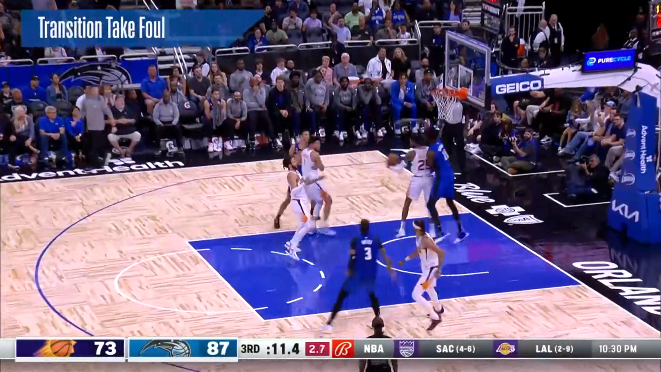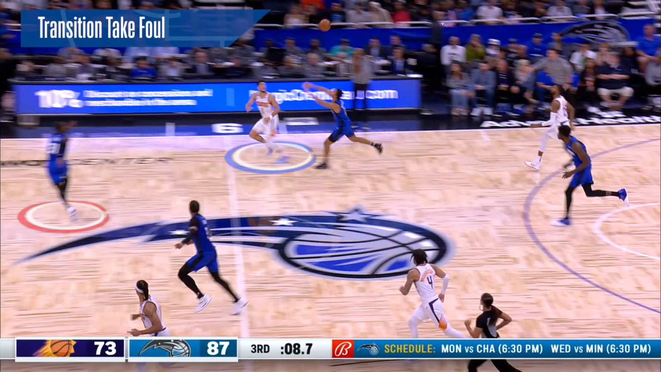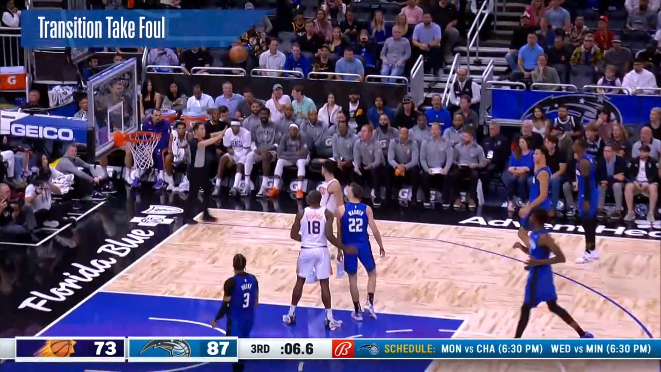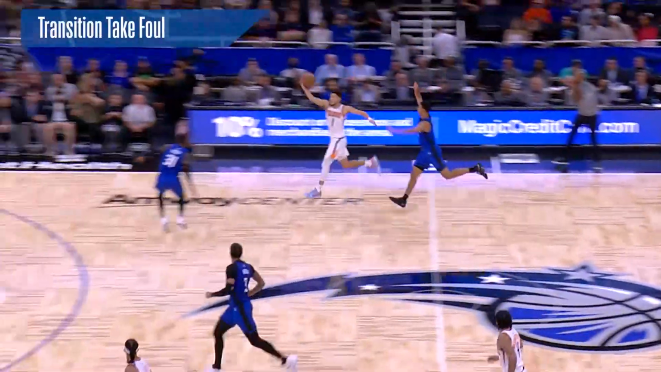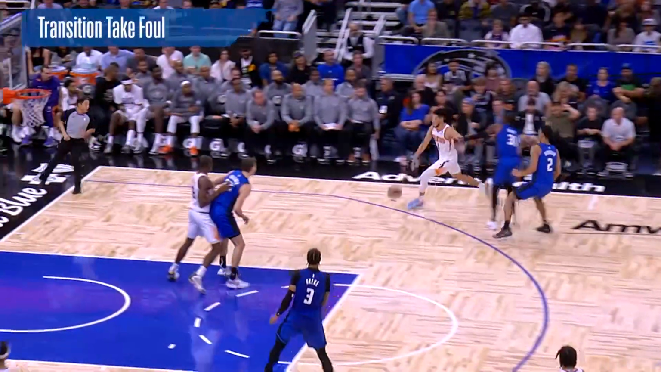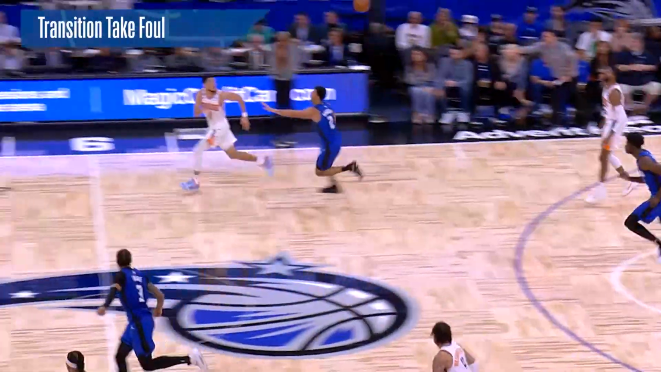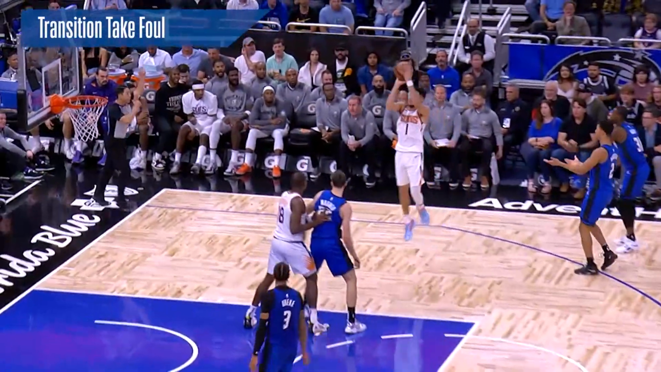In contrast to the previous play, this next example will show a defensive foul that was correctly ruled a transition take foul, as the transition scoring opportunity here had not ended when the foul occurred. We can see that the offensive player, Devin Booker, catches the pass and he is continuing to advance the ball when he is then fouled by the defensive player, Terrence Ross. Because the foul occurred before the transition scoring opportunity ended, this would be ruled a transition take foul.